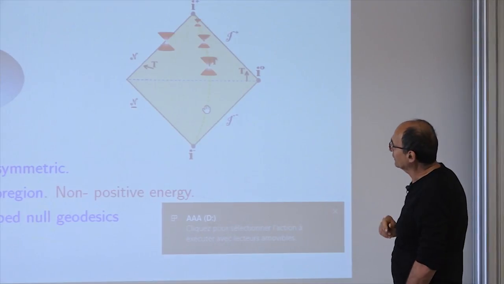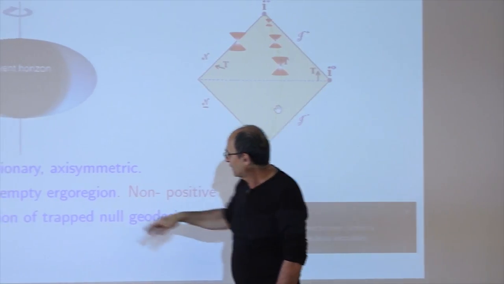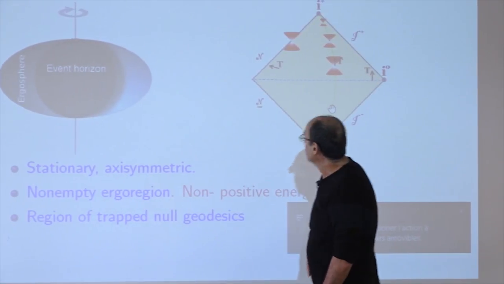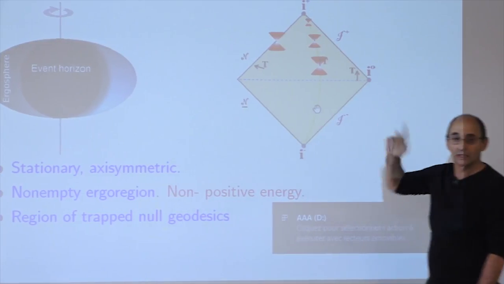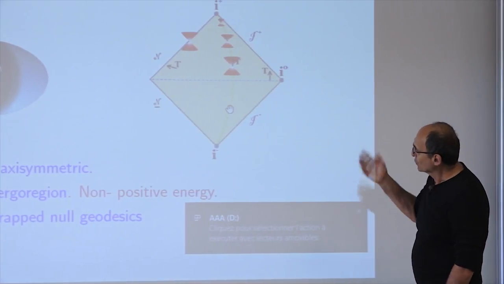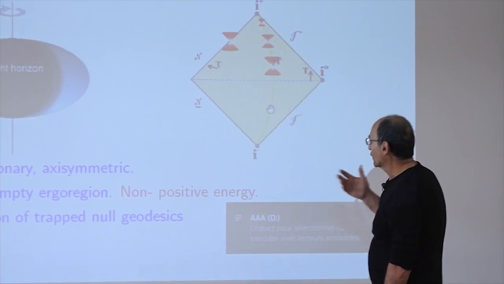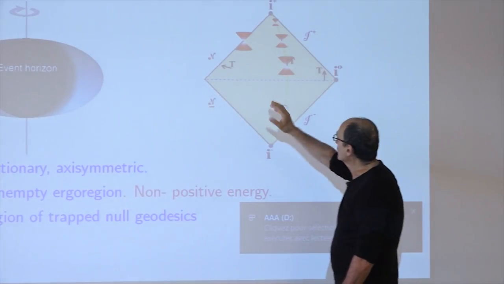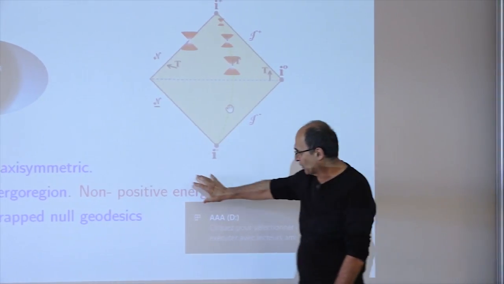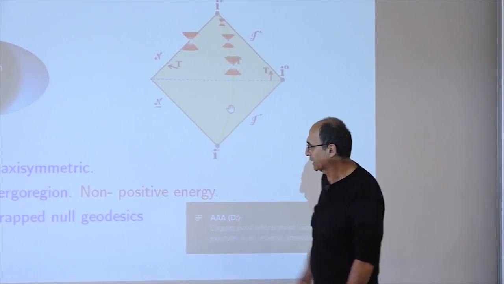Right? And this is a major difficulty that we mentioned last time. This non-empty ergo region. So the ergo region is exactly a place where T becomes space-like, which is a region near the horizon. And you can have all sorts of problems like non-positive energy and so on and so forth. All right? So this is actually very important in this rigidity issue that I mentioned.